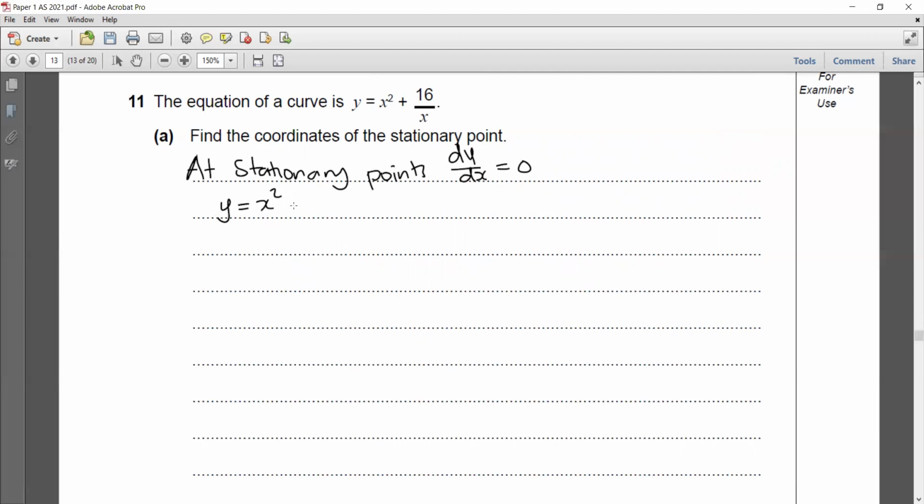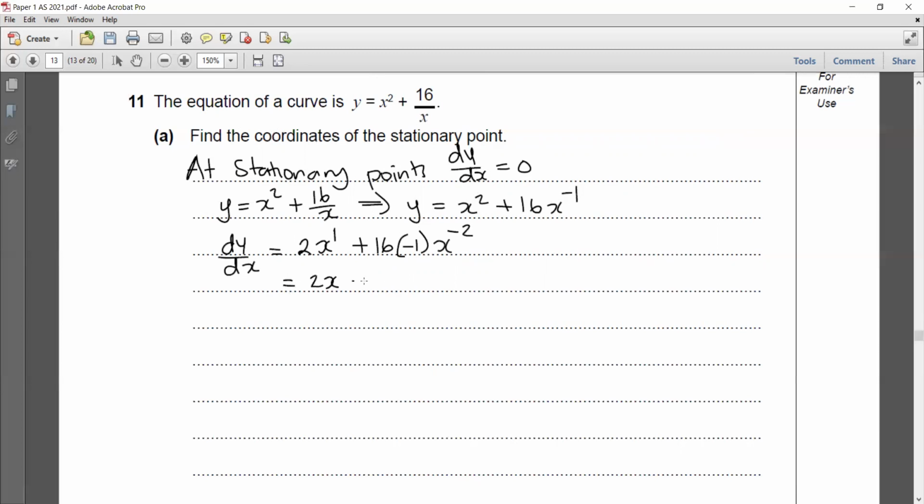So we have y is equal to x squared plus 16 over x. This we can write as y is equal to x squared plus 16x to the power of -1. And then we find the derivative. So dy dx, we know that this 2 comes down, so it's 2x, and then at the top, we decrease it by 1, so it becomes 2 minus 1, which is 1. And then the next one, we have 16. This -1 comes down. And then x at the top, we're saying -1 minus 1, which is -2. So this is 2x minus 16x to the power of -2.